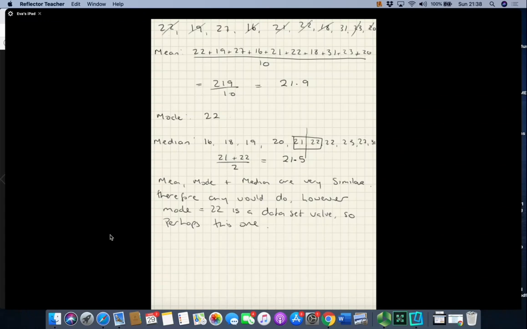Okay, so I hope that's okay. That's how you do the mean, that's how you do the mode, that's how you do the median.